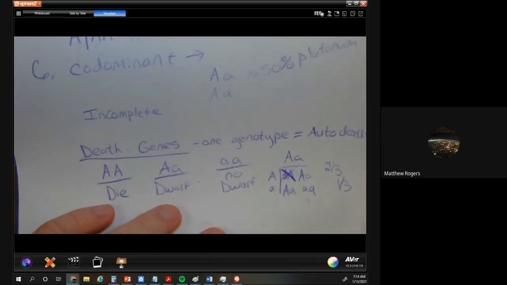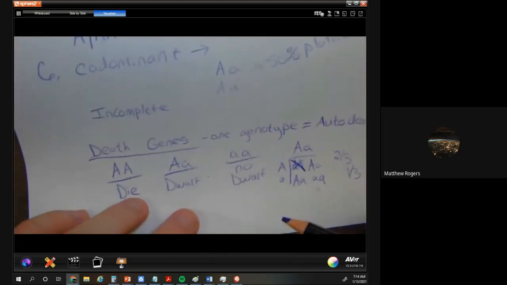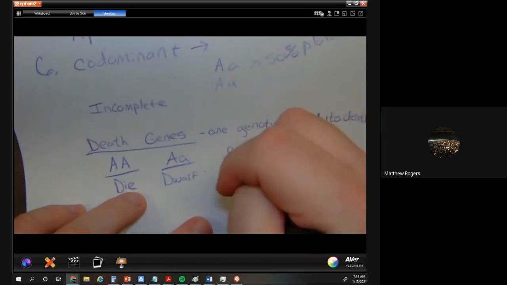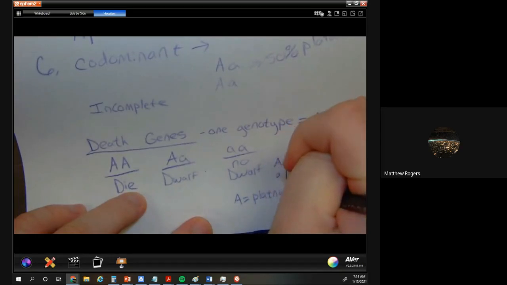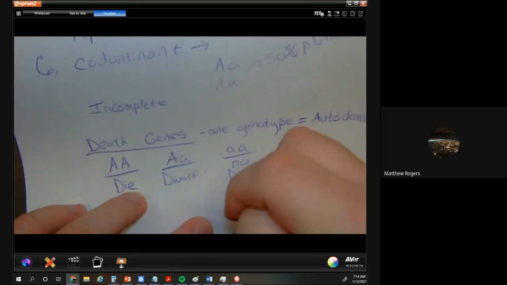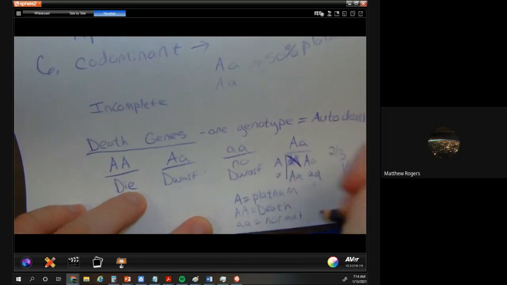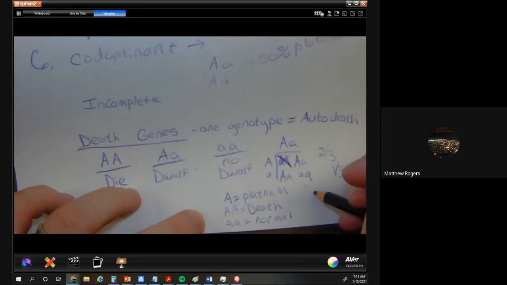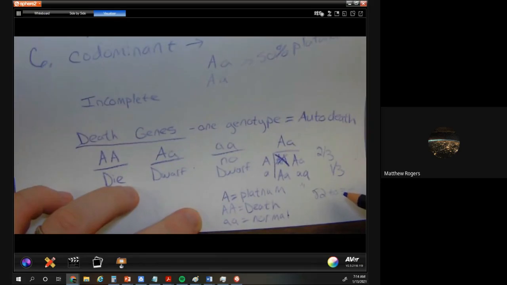Okay, so going back to the platinum foxes, I had a student the other day say that maybe this is a death gene, and that kind of fits what they told us. What if big A, big A equals death, big A, little a equals platinum, and little a, little a equals normal? If you go through it, you find that it makes basically the 2/3 to 1/3 ratio if two platinums have babies together, because they're big A, little a.